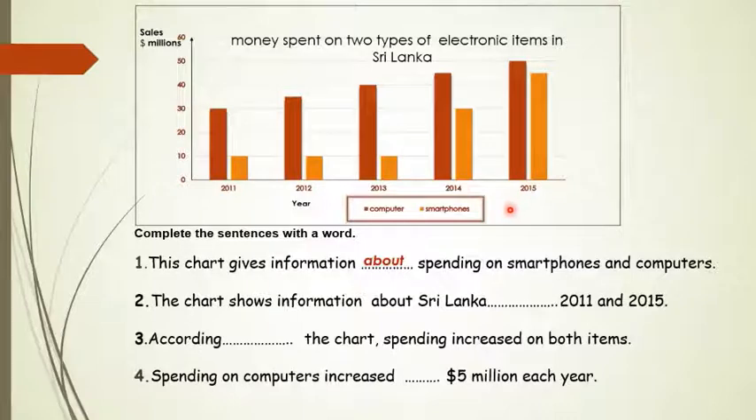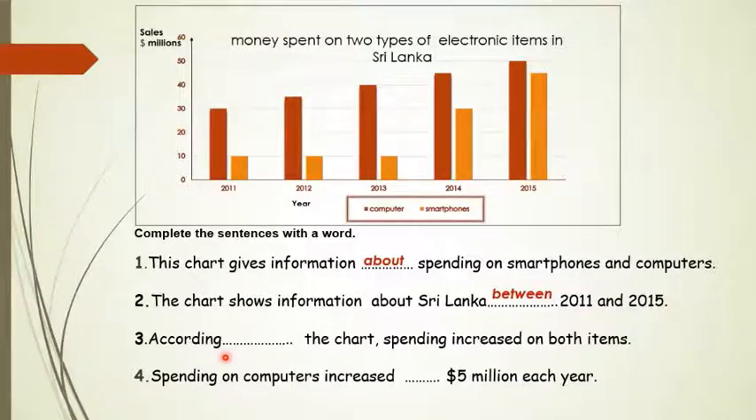Right. The second one, the chart shows information about Sri Lanka, 2011 and 2015. There's a period. Then you have to use between 2011 and 2015. Okay. So can you read this sentence? The chart shows information about Sri Lanka between 2011 and 2015. Right.